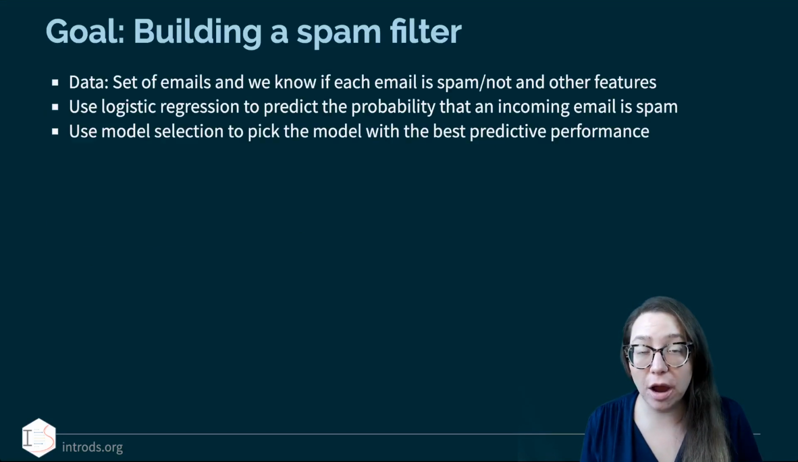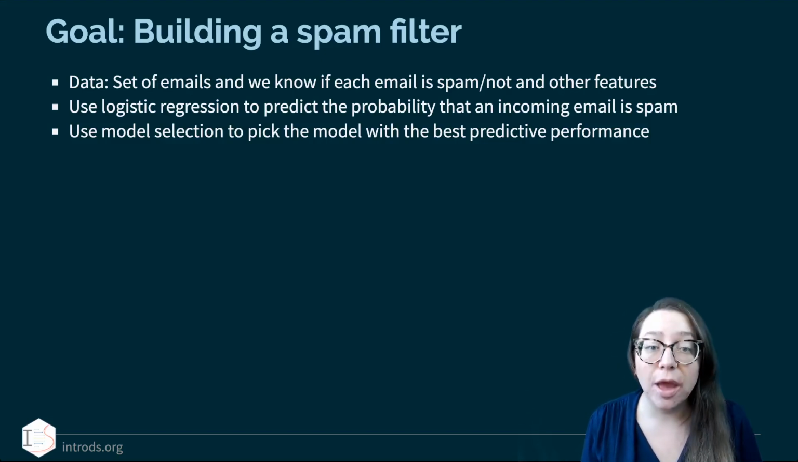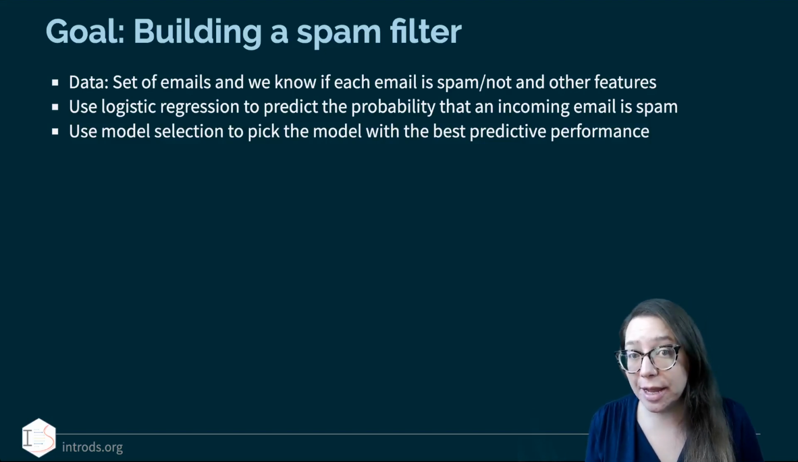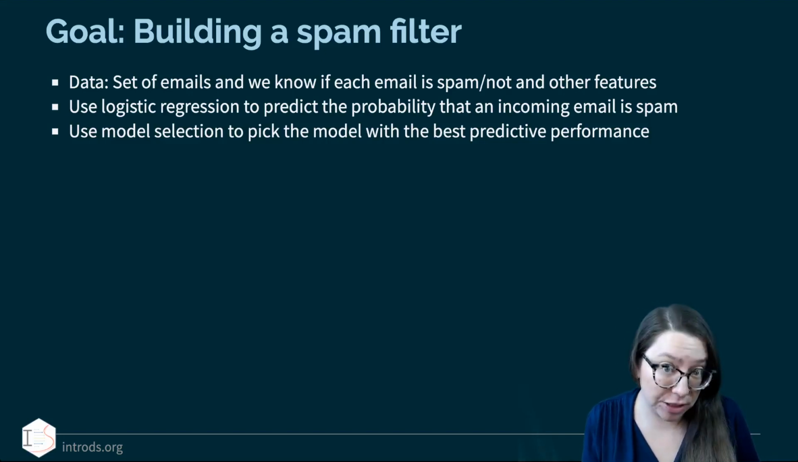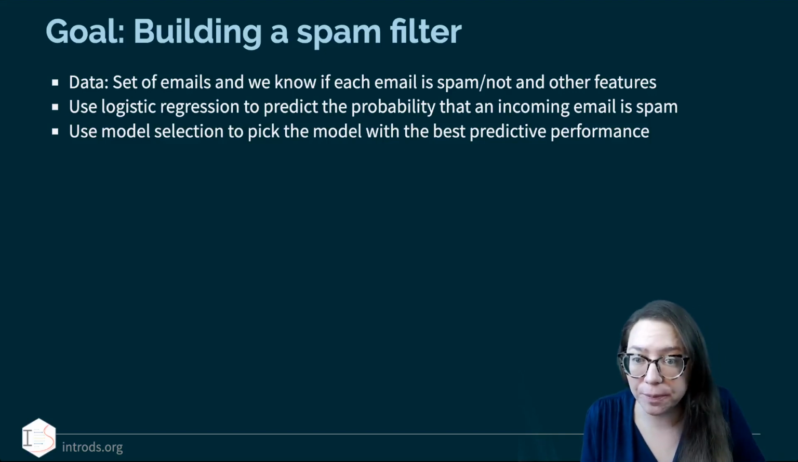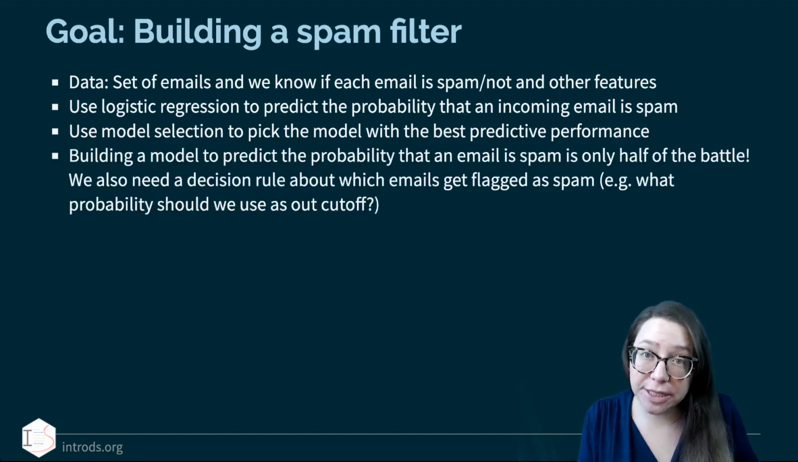Remember that our goal is to build a spam filter. We have data from a set of emails, and we know if each email is spam or not in truth, and we also know other features about them. We're using logistic regression to predict the probability that an incoming email is spam. And we can think about using a model selection approach to pick the model with the best predictive performance and stick with that one.